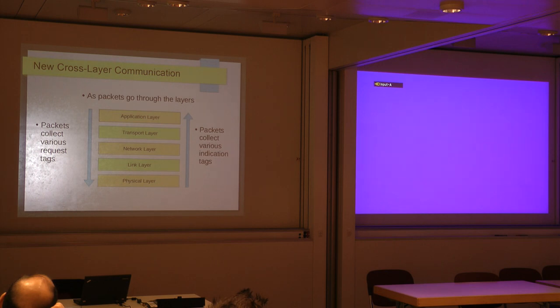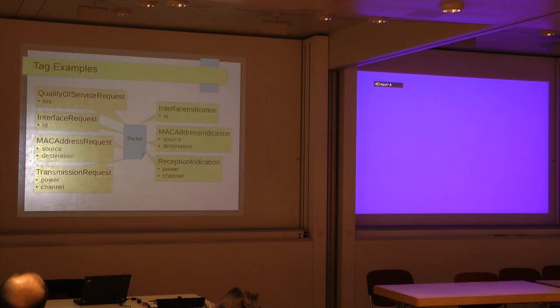So we came up with this idea that packets would be extended with tags. Tags are just simple small C++ classes that contain some data. They can pass through layers, and they can be updated, deleted, or changed in any way. They are automatically copied when encapsulation or decapsulation happens. Practically there are two kinds of tags, requests that are coming from top down and indications that go from bottom up. Then the various components could use those tags for certain purposes. And here are a couple of examples that came to our mind.